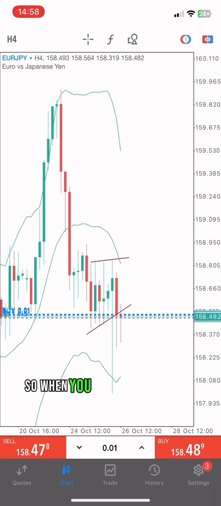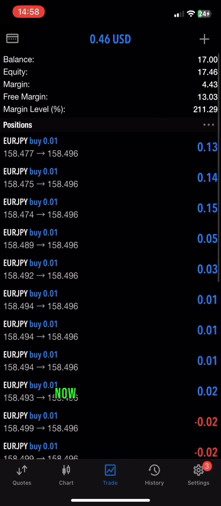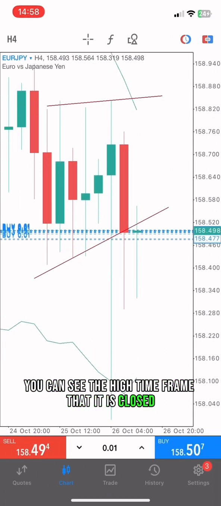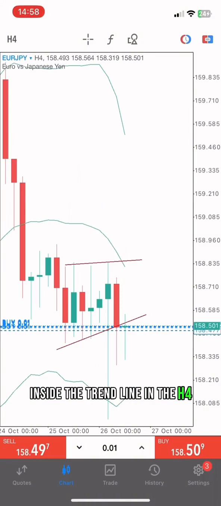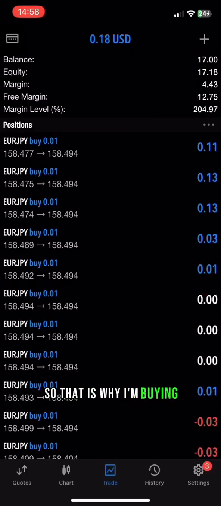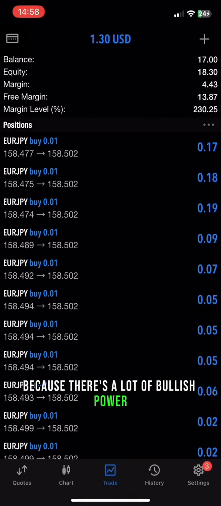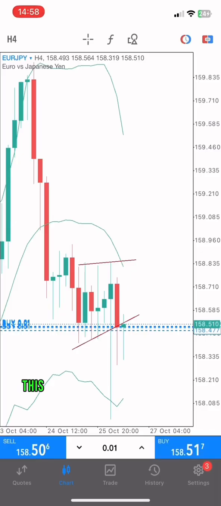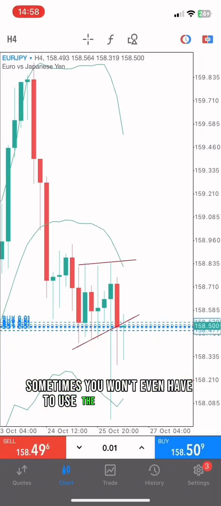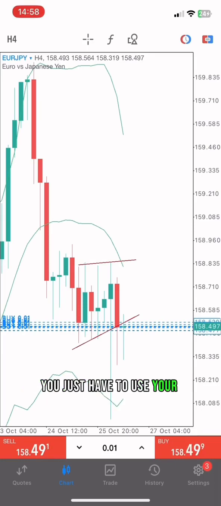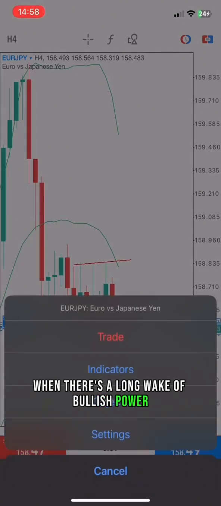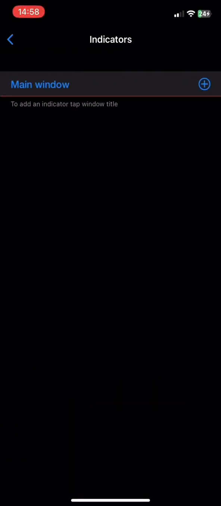So when you go to the higher time frame, now I'm using MT5, you can see that it has closed inside the trend line in the H4. You can see that, right? That is why I'm buying, because there's a lot of bullish power. This is all you need to check before you enter a trade. Sometimes you won't even have to use the Bollinger Bands. You just have to use your common sense. Why would you sell there when there's a long wick of bullish power and the price has broken and gotten back in the trend line?